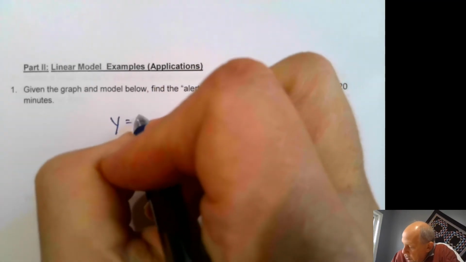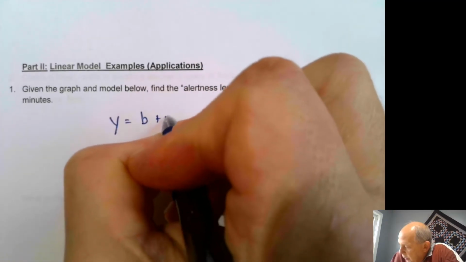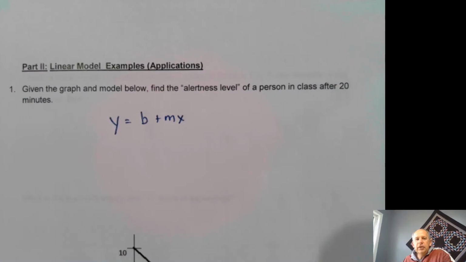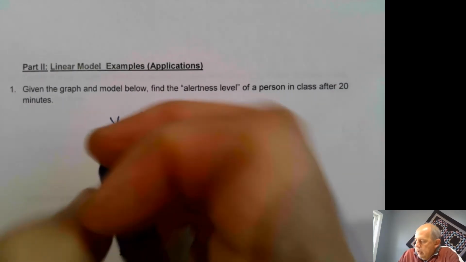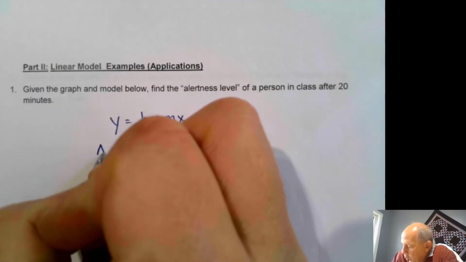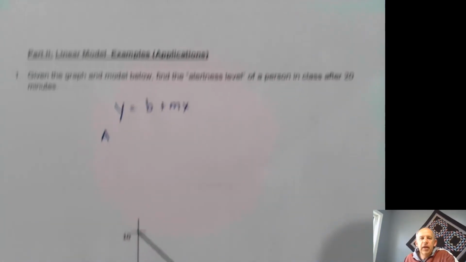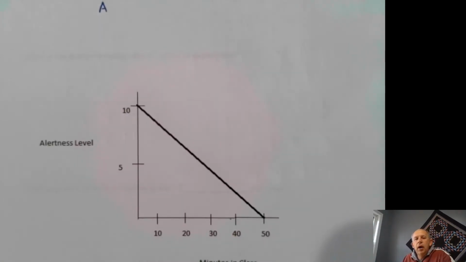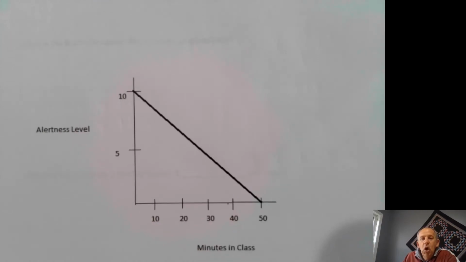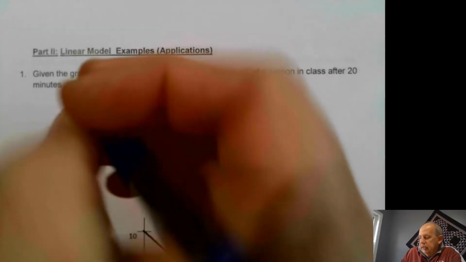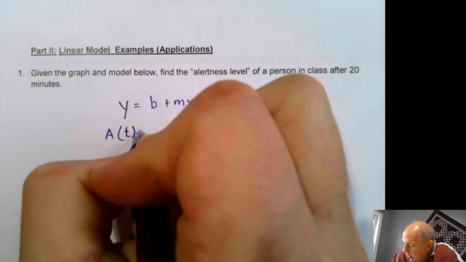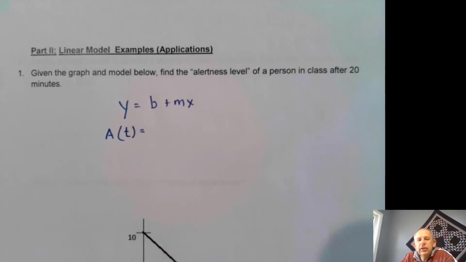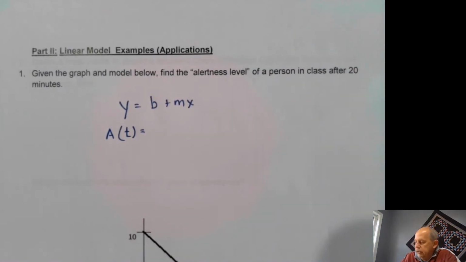So what I'm going to do, I can tell that this is a linear model because it's a line. So I'm going to start with my y is equal to b plus mx equation. I am going to change my y-axis to A. The reason I did that is because that is the alertness level of a student, and that's along the y-axis. What affects the alertness level of a student is the number of minutes they've been sitting in class.